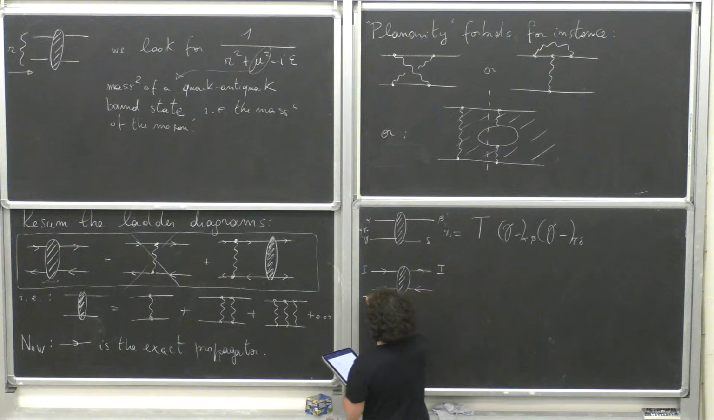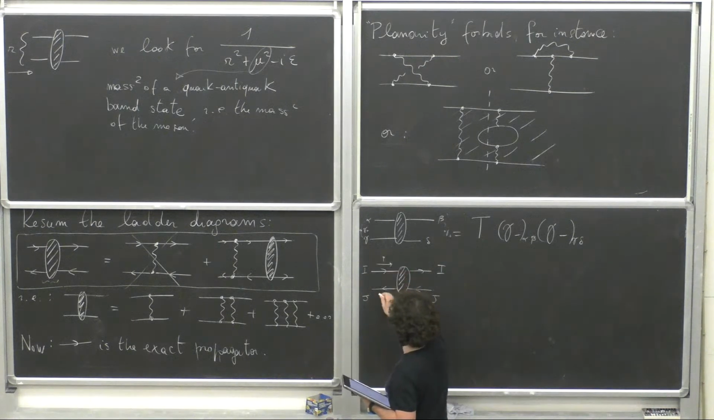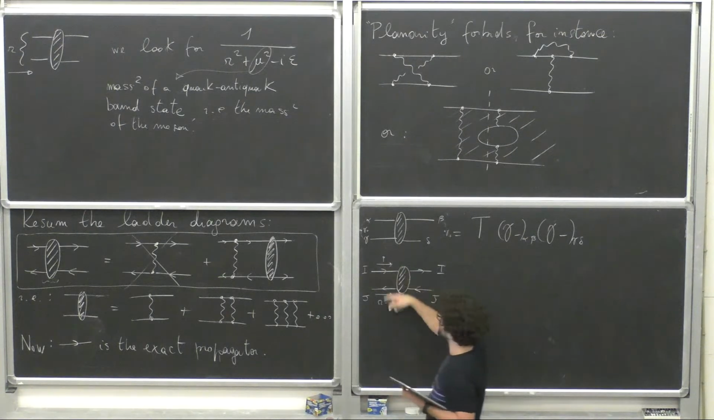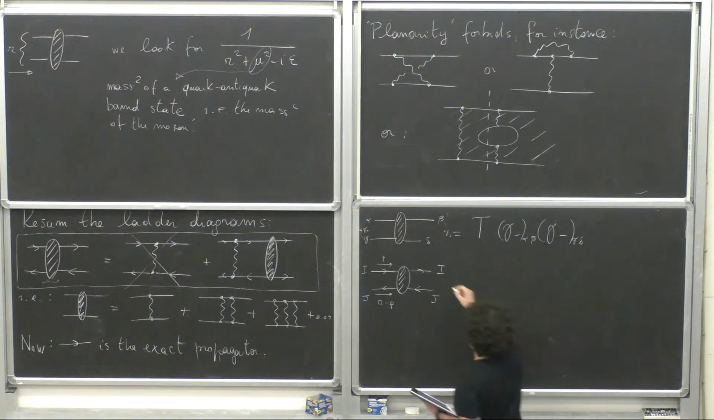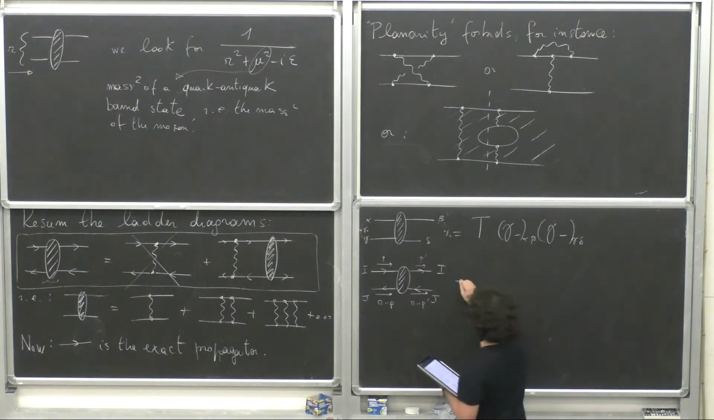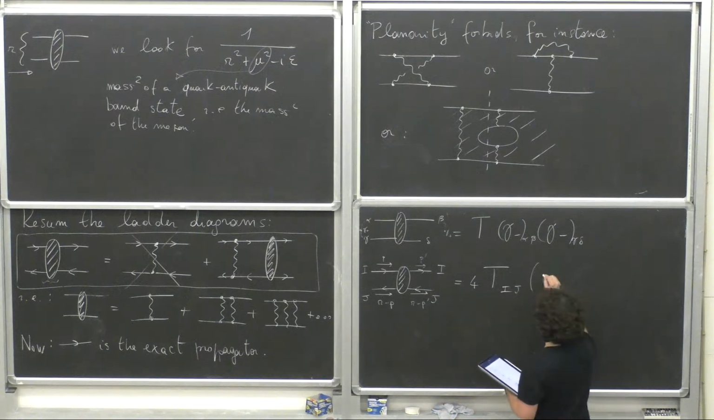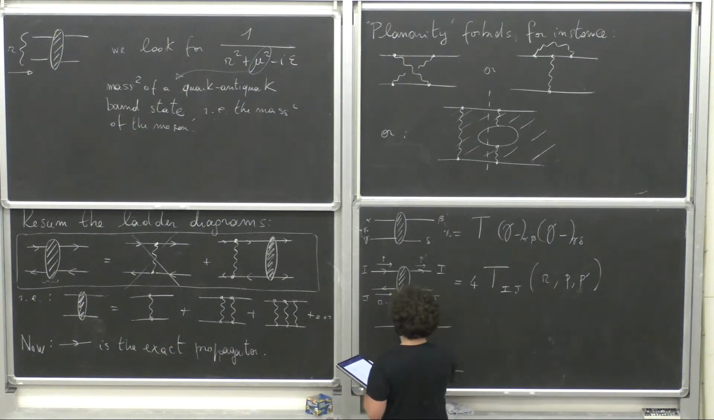So I, J, J. Let me call this momentum P, and this momentum R minus P. You see the total momentum that enters is R, and we're looking for poles in the variable R. And what exits here, let's call it P prime and R minus P prime. This we can give a name: T_ij of R, P, and P prime. And now let's go ahead and compute this contribution.